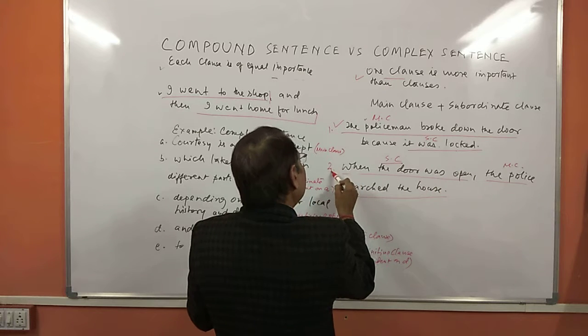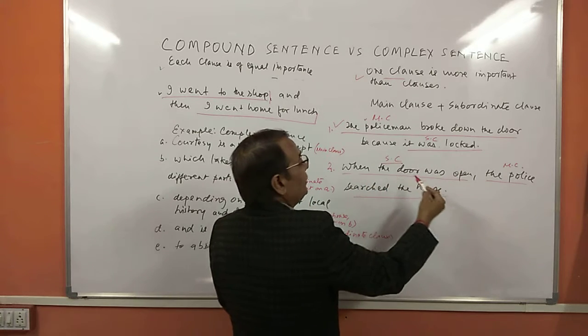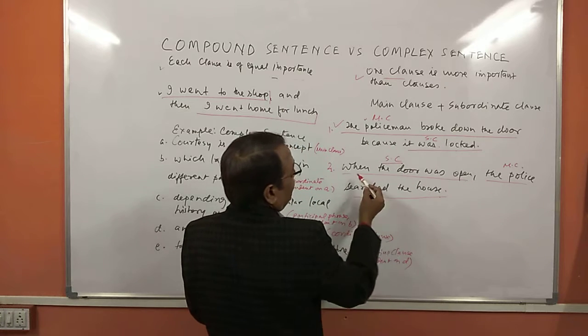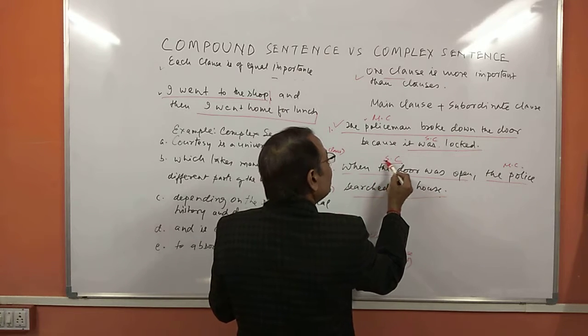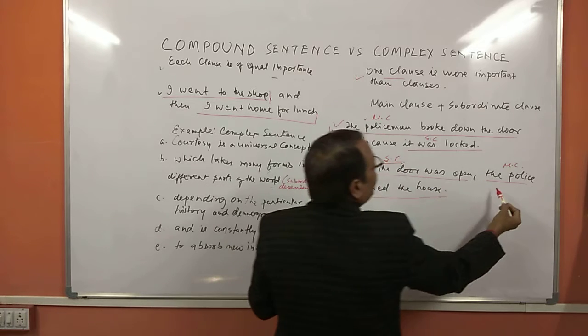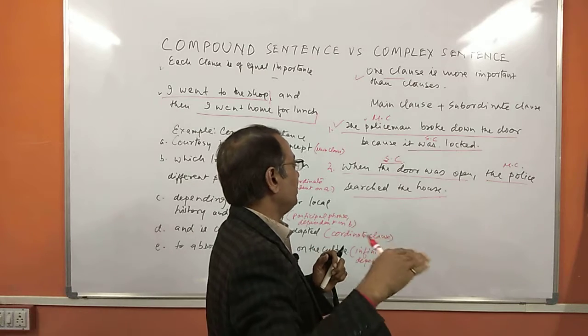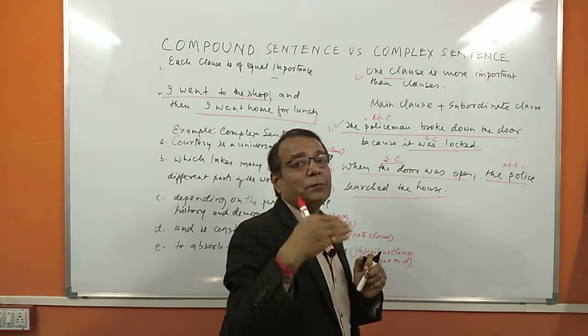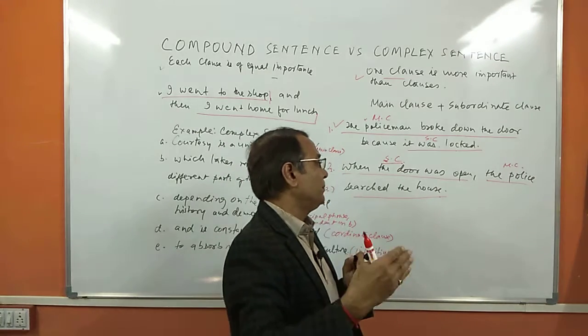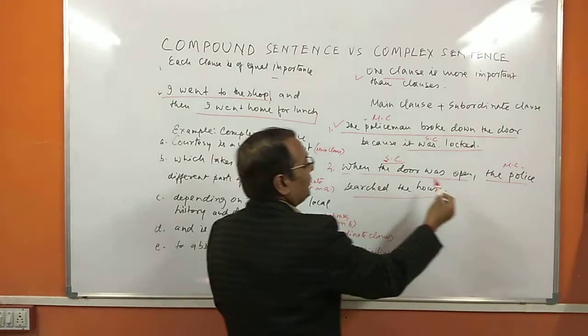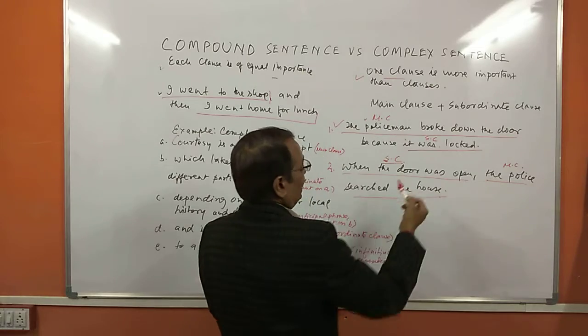Okay, in this second sentence I have written: when the door was open, the police searched the house, right? Here you are starting, first you are writing the subordinate clause, then you are writing the main clause. So the clauses may change their place in complex sentences. That's not a big problem, but you have to keep that in mind. When the door was open, the police searched the house.